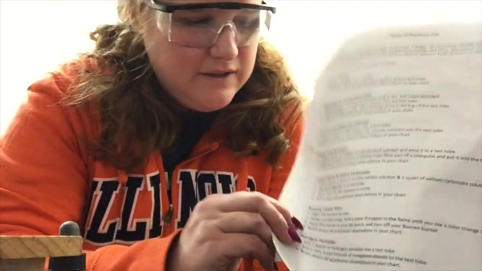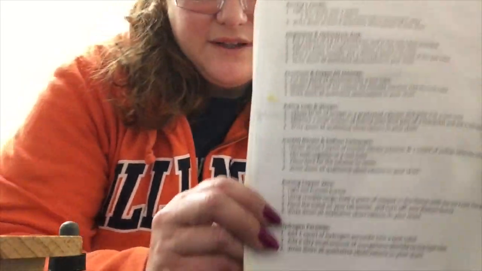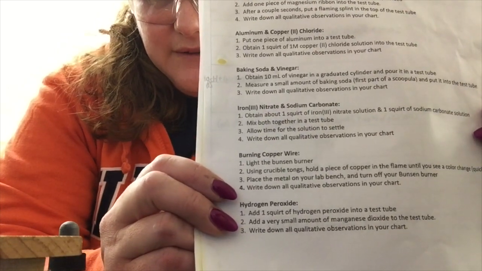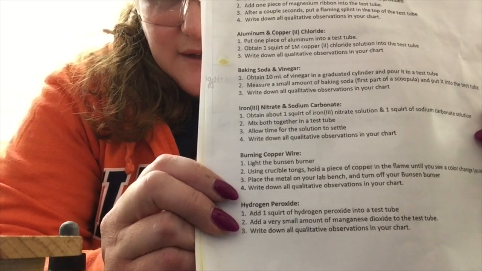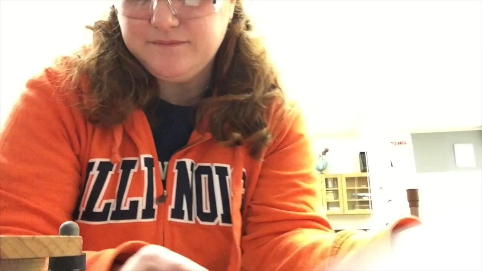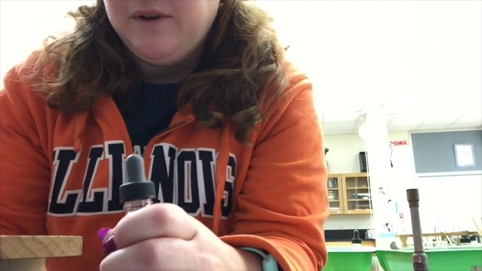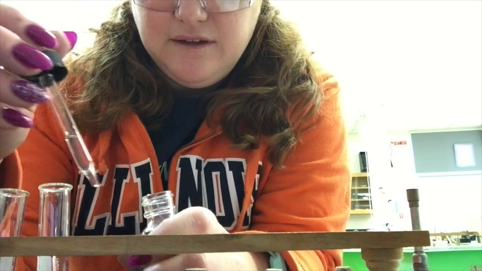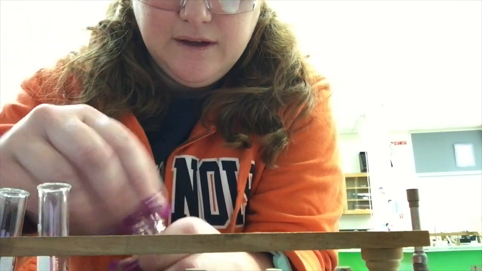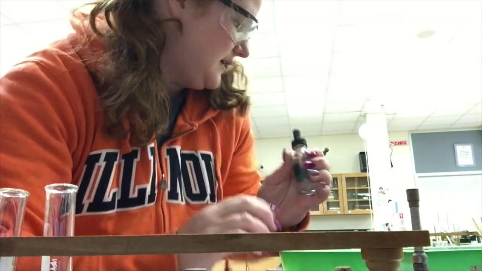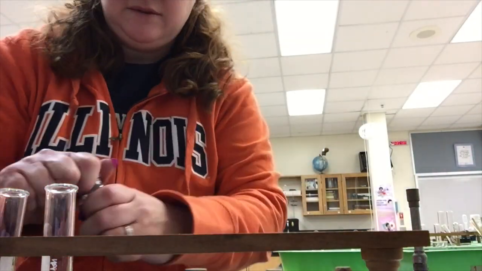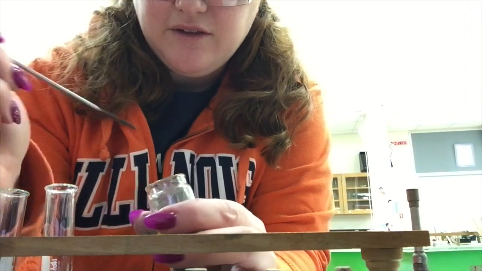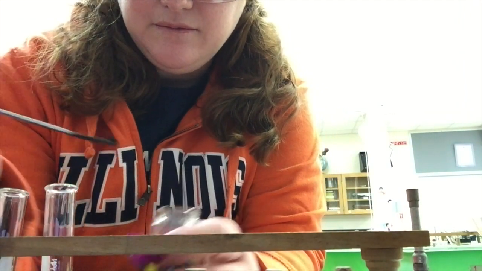Alright, so our last reaction is hydrogen peroxide. So we're going to add a squirt of hydrogen peroxide into the test tube and add a very small amount of manganese dioxide and write down our observations. So here's my hydrogen peroxide. Putting it in the test tube. And I'm going to add a very small amount of manganese dioxide. So I'm going to use my spatula and just add a teeny tiny amount.